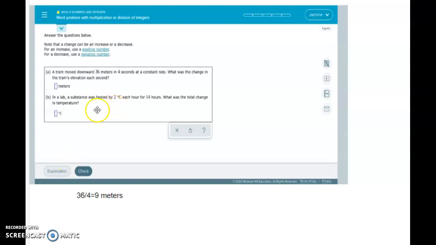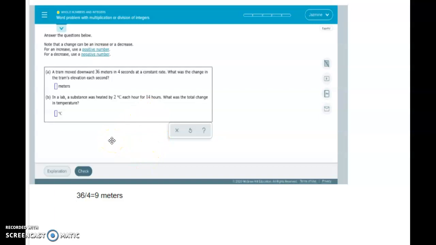Next, it says, in a lab, a substance was heated by 2 degrees Celsius each hour for 14 hours. So it's going to keep raising each hour by 2, and it's going to raise until 14 hours is complete. So what are we going to do? It says, what was the total change in temperature? So it started out at, let's say, 10 degrees Celsius. We're going to need to keep adding 2 degrees Celsius 14 more times.